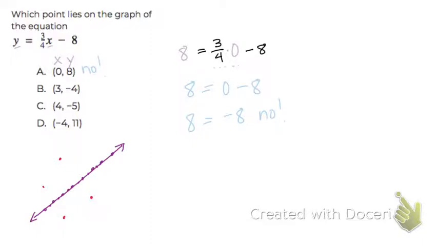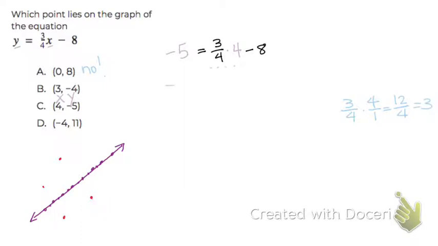Let's try another one. So with option C, I substituted 4 in for x and negative 5 in for y. So if we multiply this, I can use a calculator, or if I do 3/4 times 4, that's the same as 3/4 times 4 over 1. And then you multiply across, and you get 12 over 4, which is the same as 3.